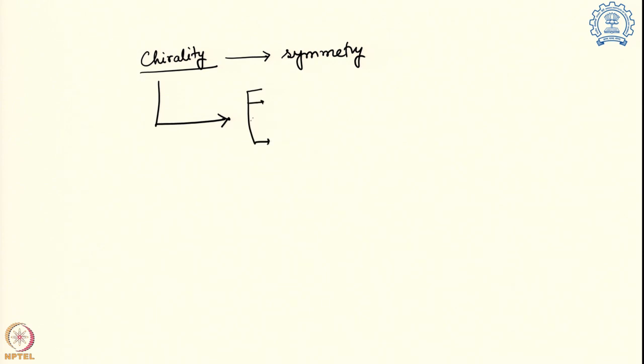We have figured out that chirality is an important aspect of symmetry, and that is why the presence of chirality can be described by different symmetry elements. Those are known as the symmetry elements: operation E, operation Cn, operation sigma of different kinds, sigma H, sigma V and sigma D. We also have the improper axis of rotation and the center of symmetry I.